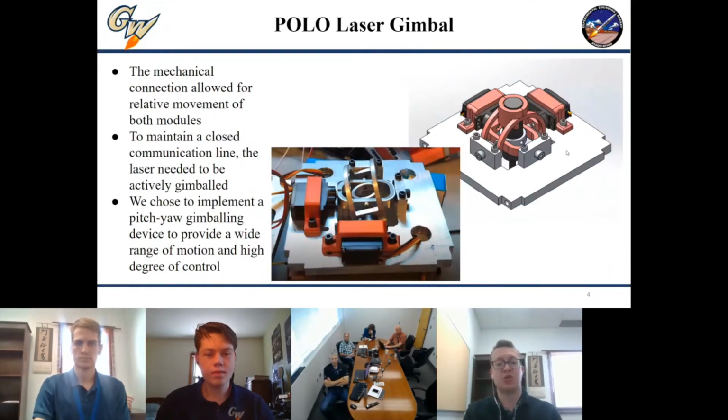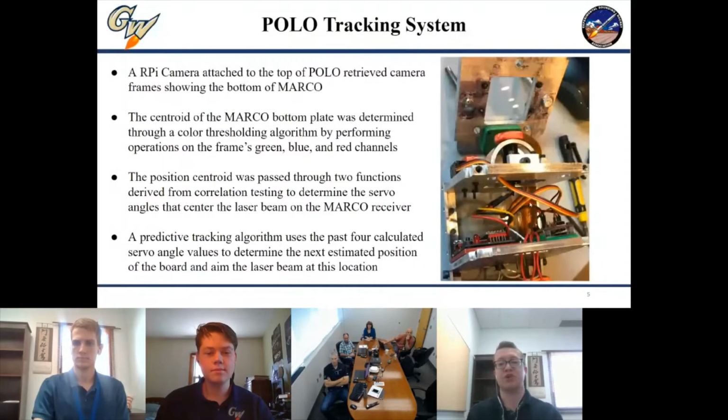And then to control the gimbal movements, we implemented a visual tracking software that ran off of a Raspberry Pi Zero W that received images from an RPi camera mounted to the top of Polo with a direct line of sight to Marco. This tracking software then operated by taking a constant stream of images of the bottom plate of Marco and performing a series of operations on each image frame, which you'll see here in a second, to isolate the portion of the bottom plate of Marco in the frame. We found that by strictly thresholding by color, we could maximize performance and the frame rate of our tracking solution while effectively eliminating noise in the final frame.